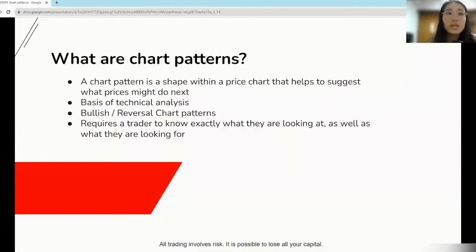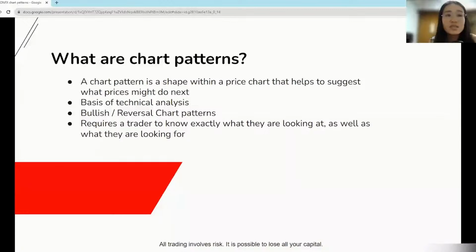Okay, so what exactly are chart patterns? Chart patterns are visual representations of historical movements in financial markets, in your stocks, currencies, like your forex, commodities, and so on and so forth. These patterns are used by traders and analysts to make predictions about future price movements.